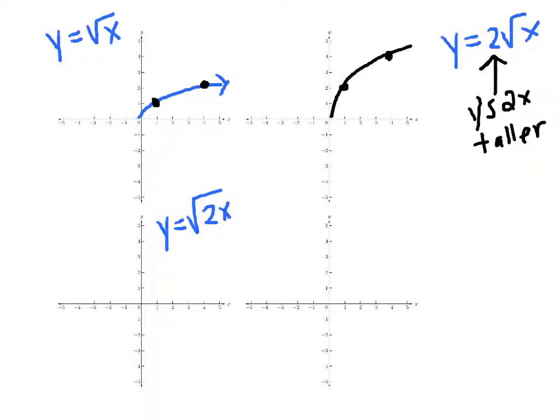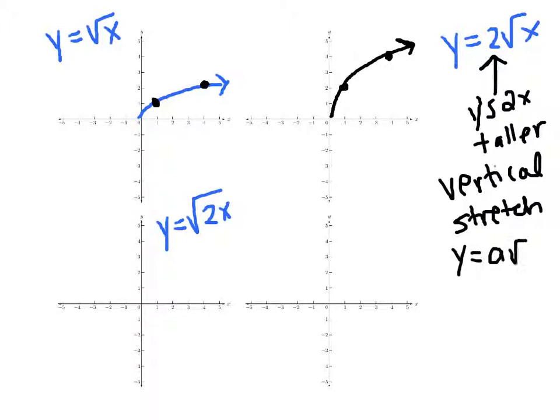And so we usually call a graph like that a vertical stretch. And if that number, instead of being 2, let's call it a, if it was y equals a square root of x, and this number right here were less than 1, then it would shrink it. So when the number is in front, it's a vertical stretch or a shrink.